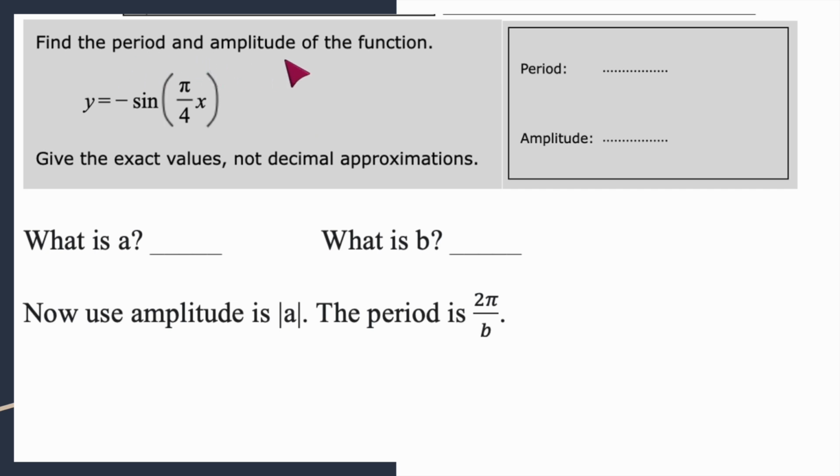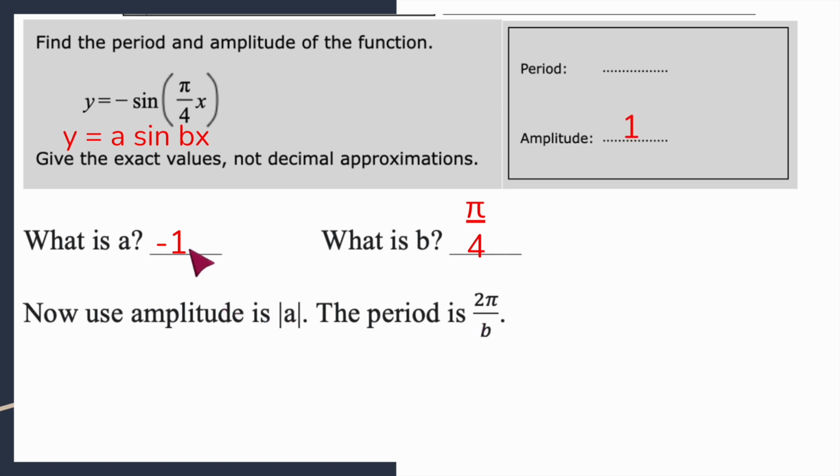So it's going to say find the period and the amplitude of the function y equals negative sine of pi over 4 x. So I'm using sine. Again, they're exactly the same feature, but if you notice that negative, that's negative 1. If I don't see a number in front of here, it's 1, and if it's negative, it's negative 1. Okay, and then I have this number being multiplied by x, which is pi over 4. So my a is negative 1 and my b is pi over 4. So now I can use it to find amplitude and period.